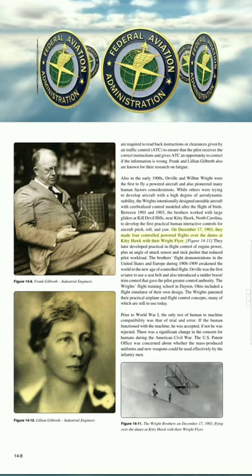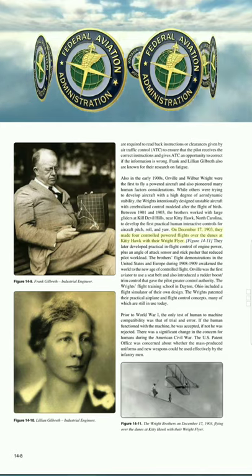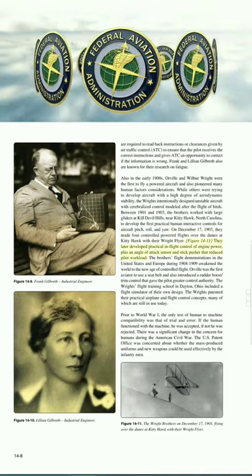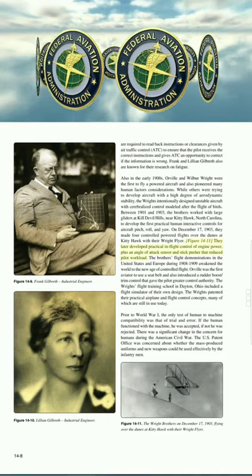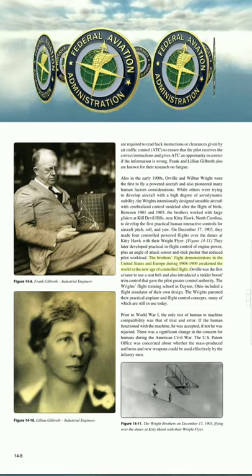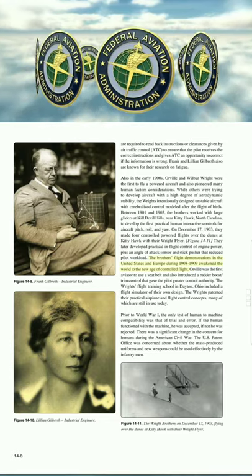On December 17, 1903, they made four controlled, powered flights over the dunes at Kitty Hawk with their Wright Flyer. They later developed practical in-flight control of engine power, plus an angle of attack sensor and stick pusher that reduced pilot workload. The brothers' flight demonstrations in the United States and Europe during 1908-1909 awakened the world to the new age of controlled flight.